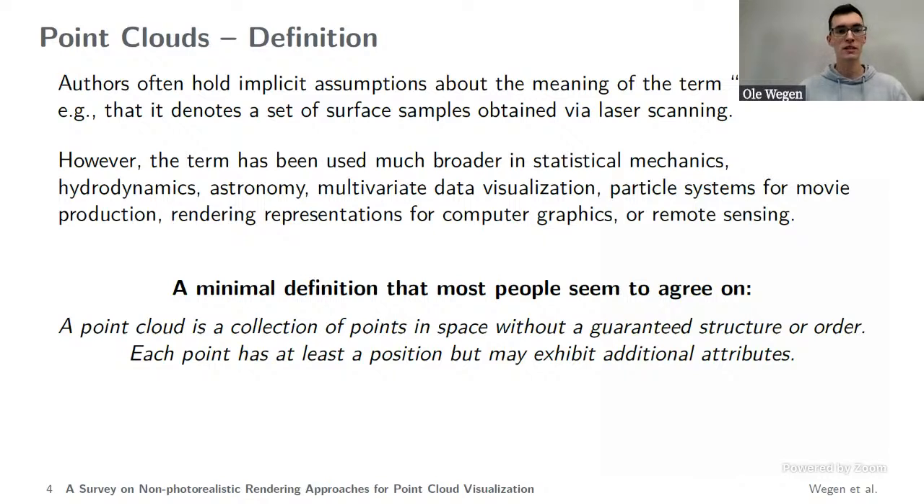So, for example, one common assumption is that a point cloud denotes a set of surface samples obtained via laser scanning. And while this certainly is a type of point cloud, it's not the only one. So, for example, we found point clouds that have been used in statistical mechanics, hydrodynamics, astronomy, multivariate data visualization, particle systems for movie production, computer graphics, and remote sensing. So in order to capture all these different disciplines and their approaches to point cloud visualization, we chose to use a very broad definition of what a point cloud is, namely that it's a collection of points in space without guaranteed structure or order. Each point, of course, has a position, but it may exhibit additional attributes.